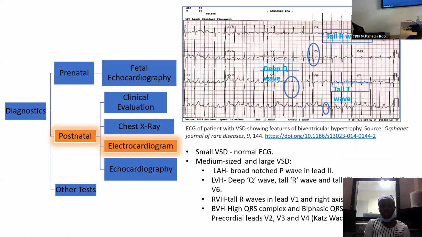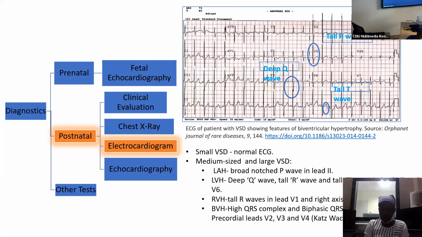Next, an ECG, or electrocardiogram, will be done. With small VSDs, the ECG will be normal, but with medium to large VSDs, there will be changes on the ECG reading. The changes will indicate a left atrial hypertrophy, which will be indicated by a broad notched P wave in lead 2. The next change is a left ventricular hypertrophy, which will be shown by a deep Q wave, a tall R wave, and a tall T wave in leads V5 and V6.